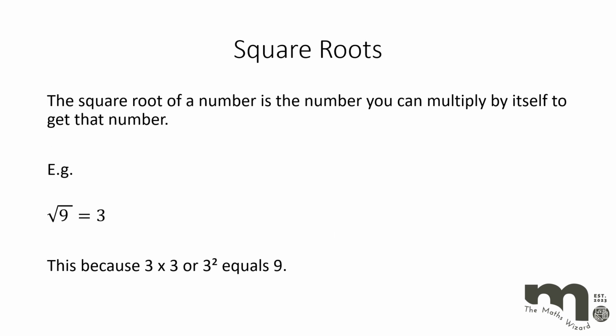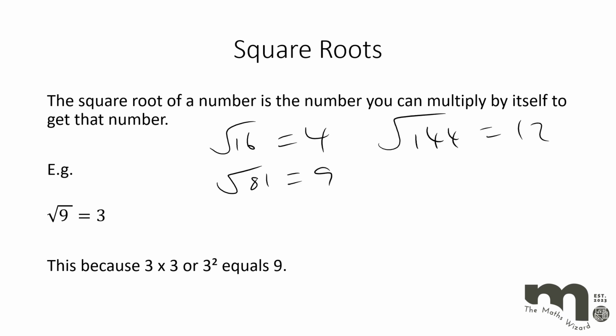Next, we've got the square root of a number. The square root of a number is the number you multiply by itself to get that number. The example I've given you here: the square root of 9 is 3, because you do 3 times 3 to get 9. If we look at some others, the square root of 16 is 4, the square root of 81 is 9, the square root of 144 is 12, and so on.